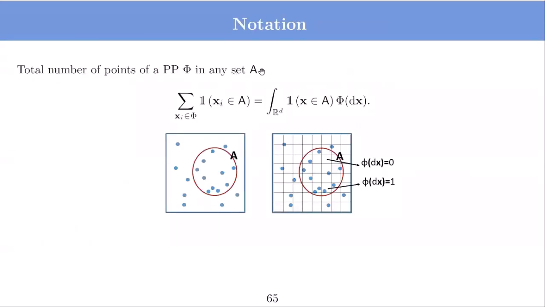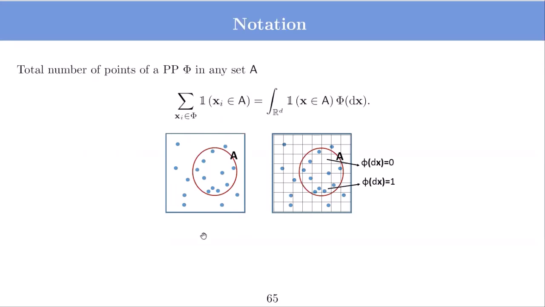One thing I would like to clarify here, from the notation point of view, is this particular notation. What I want to say is that both are actually the total number of points in set A. Here, I'm going to each point in phi and asking it, are you in A? If it says yes, I add 1, otherwise I add 0. So I get the total number of points in set A.